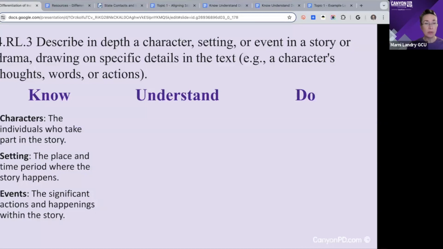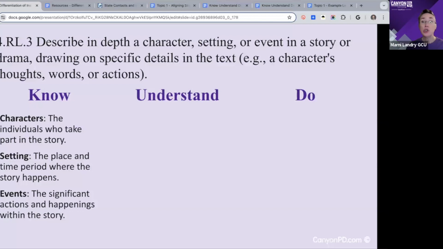They have to be able to identify and know what the setting is. They have to be able to identify settings. And they have to identify separate actions, the events within the story. So those are actual knowledge. They have to know those things in these vocabulary terms.